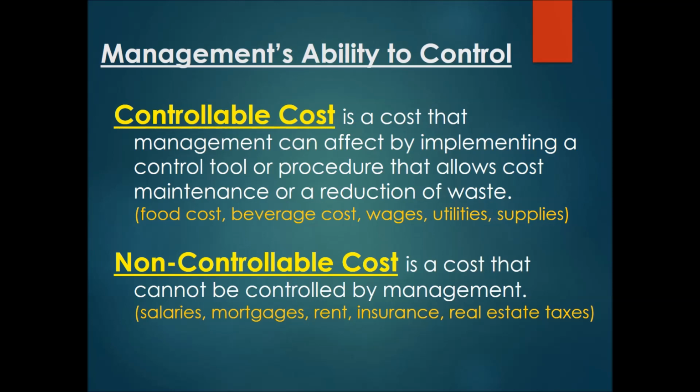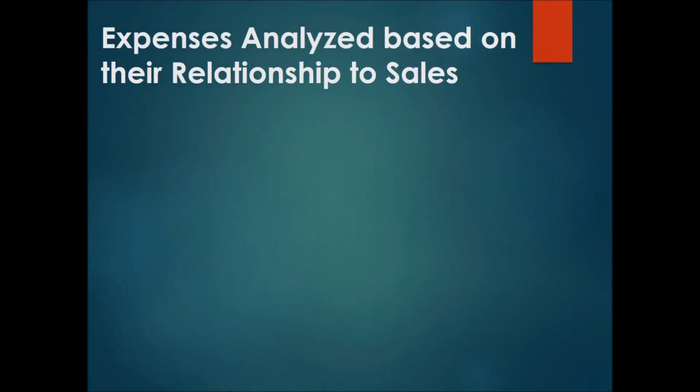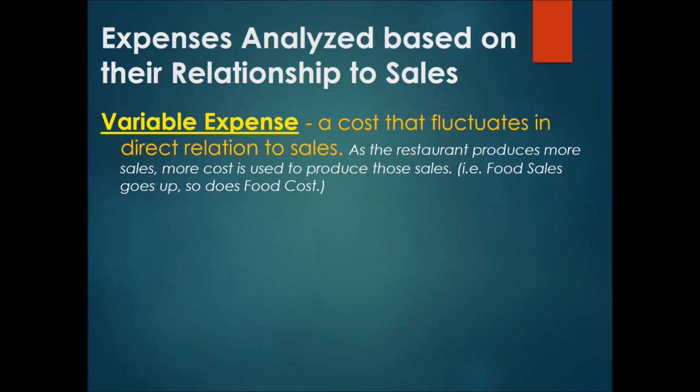And looking at variable, fixed, and semi-variable, these are relationship to sales. A variable expense is a cost that fluctuates in direct relation to sales. So the cost of food, which is food costs, and the cost of beverage, which is beverage costs, are really the true two variables. If you have an order for a steak, you got to buy a steak. If you have a cup of coffee that's ordered, you got to have a cup of coffee. So those are variable, in direct relation to sales.